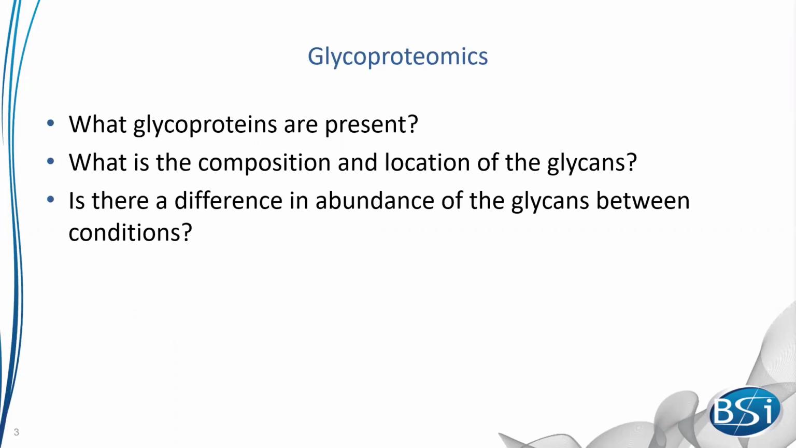All right, so Glycan Finder was designed with a few questions in mind. First, we want to answer the question, what glycoproteins are actually present? And once we're able to do that, we can figure out what the composition of those glycans is and the location of those glycans on the protein. And if we can do that, then the next question we want to answer is, is there a difference in the abundance of those glycans between conditions? So we've designed our interface to provide the answers to these questions in the most efficient way possible.